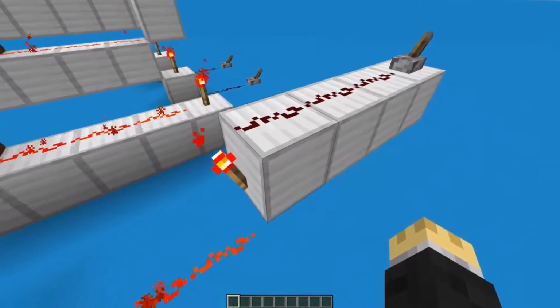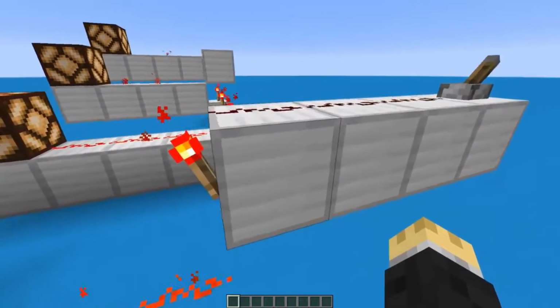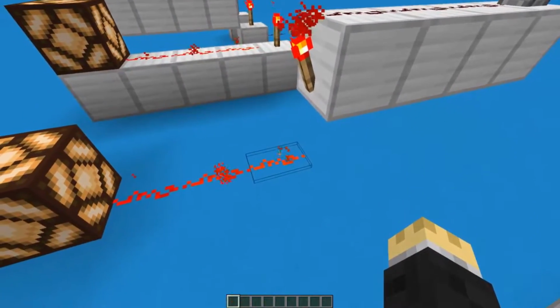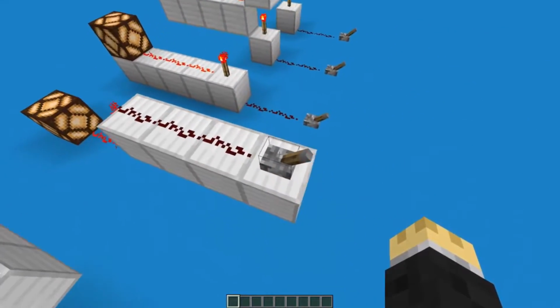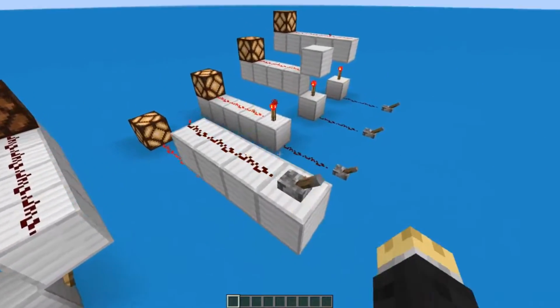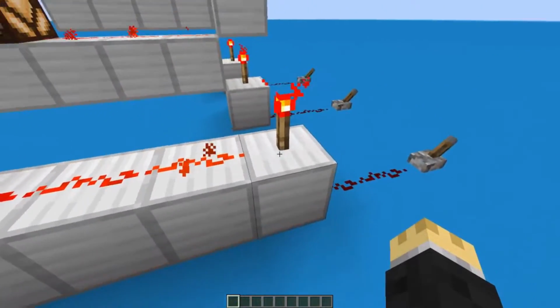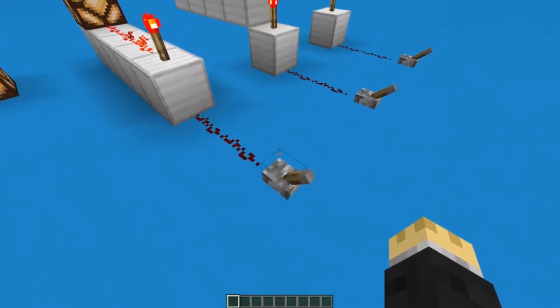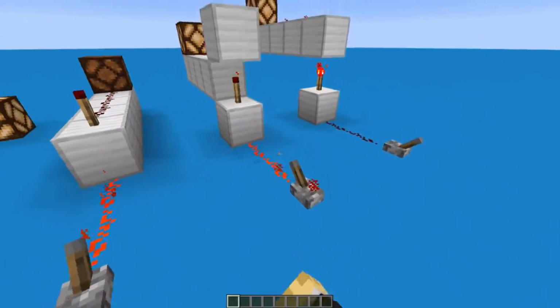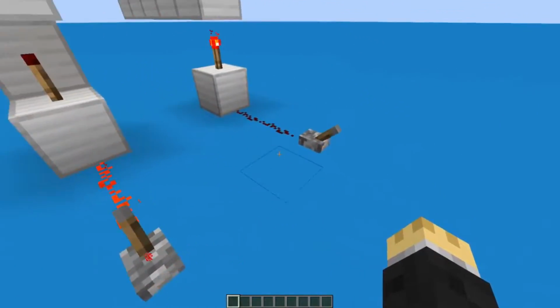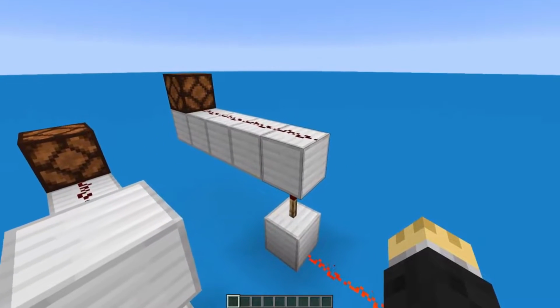You can also go down, of course. You don't have to go up or to the side. So here we have a torch actually leading down to some redstone. And this is also a valid NOT gate. And of course the torch doesn't even have to be on the side. The torch can be on top of the block. So this makes for a valid NOT gate. This makes for a valid NOT gate. And this makes for a valid NOT gate.